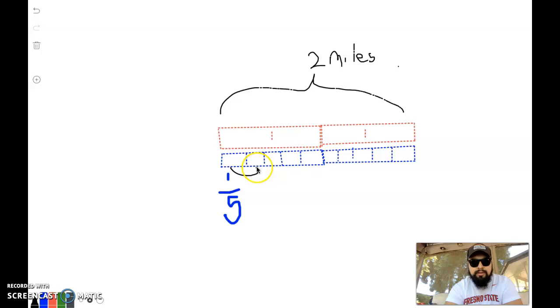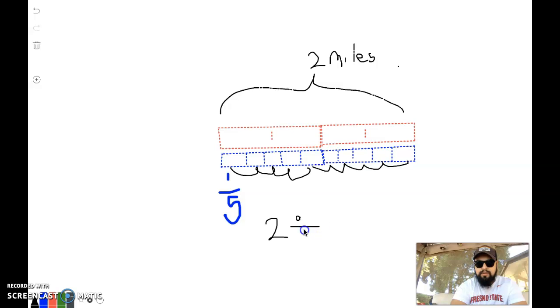Okay, so 1, 2, 3, 4, 5, 6, 7, 8, 9, 10. Okay, so there are 10 jumps that we make. So we know that it takes 10 of these 1/5 to fit into 2 miles. So if we want to write it out, 2, and we're dividing it into 1/5, well, that equals how much? That equals 10, right? There's 10 of those 1/5.